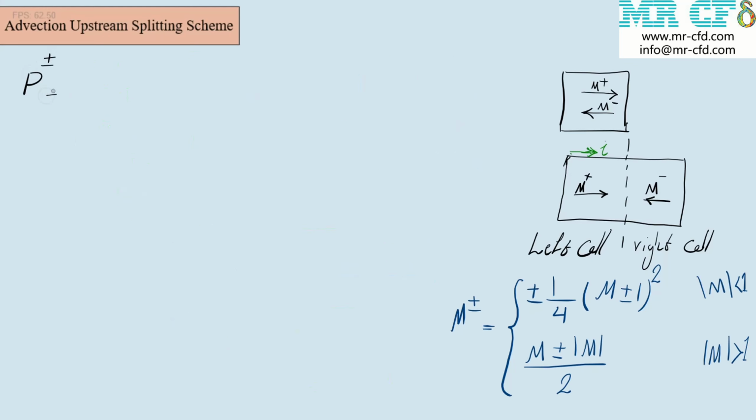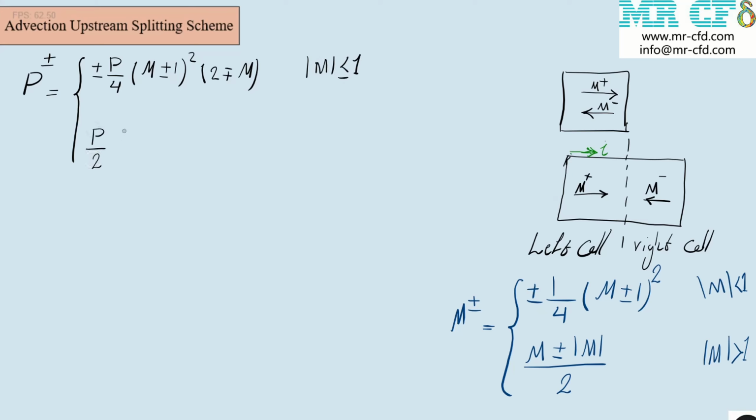Similarly, the pressure mark P can be calculated using these relations. For subsonic conditions, the relation is as follows. And for supersonic conditions, the relation is given by a different equation. In supersonic flows, the positive pressure information is conveyed with P, while in the negative direction, the information doesn't propagate, making P negative equal to 0.